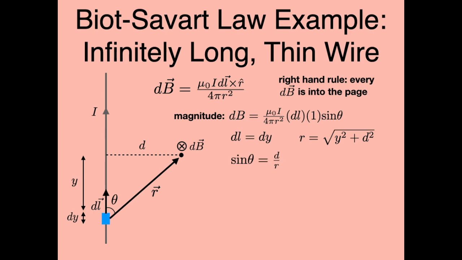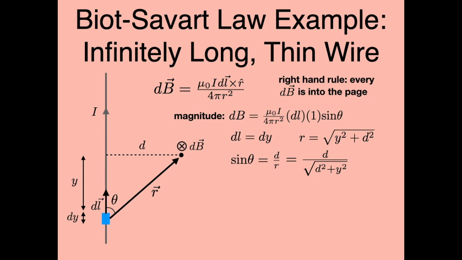All right, what about sine of theta? Because that appears in my Biot-Savart law equation. Well, let's think about this right triangle we have right here. Sine is opposite divided by hypotenuse. The opposite side is d, and the hypotenuse is r. So sine of theta is just going to be d divided by r. And of course, we just said r is the square root of y squared plus d squared. So we can think of sine of theta as d divided by the square root of d squared plus y squared. That's how we can write this.